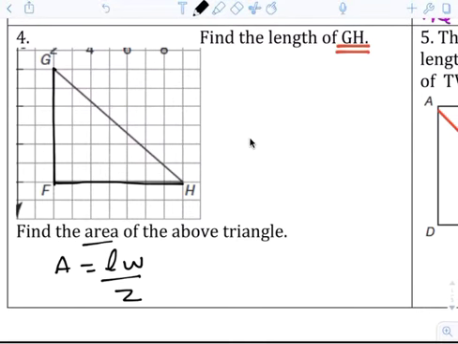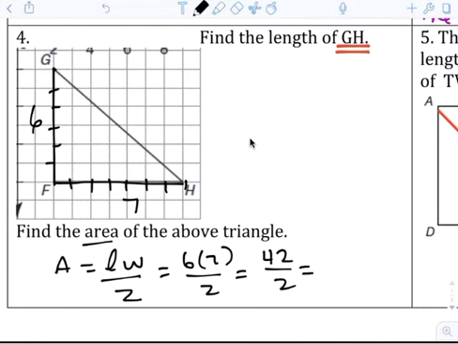Okay. 1, 2, 3, 4, 5, 6, 7. 1, 2, 3, 4, 5, 6. So you get 6 times 7 divided by 2. These are the type of questions I will ask on the test on Tuesday. So you got 42 divided by 2. You get 21 units squared for area.